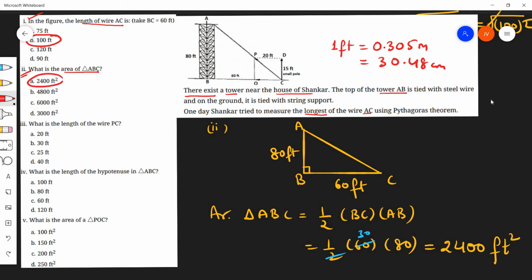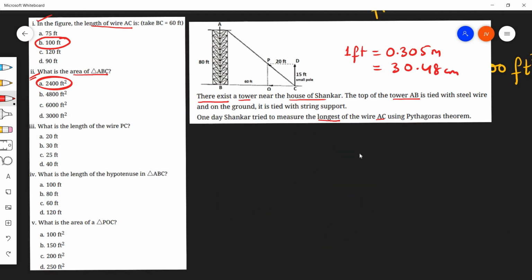This is the first option. Now let us answer the third bit. The question is, what is the length of wire PC? Look into the diagram. We are given PD as 20 feet, DC as 15 feet, and we have to find the length of PC.